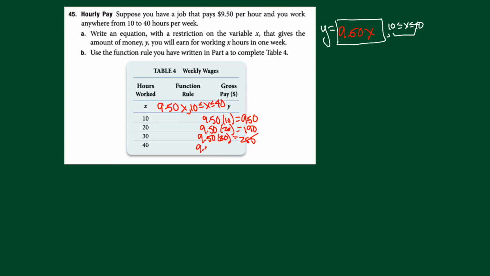And finally, if we work 40 hours a week, okay, well, we can compute that, or you know that 40 hours is twice the 20 hours, so that's going to be 380. There we go.